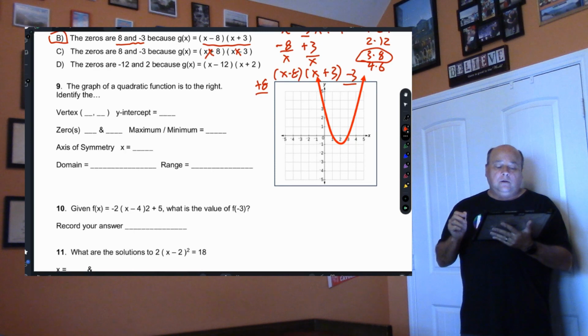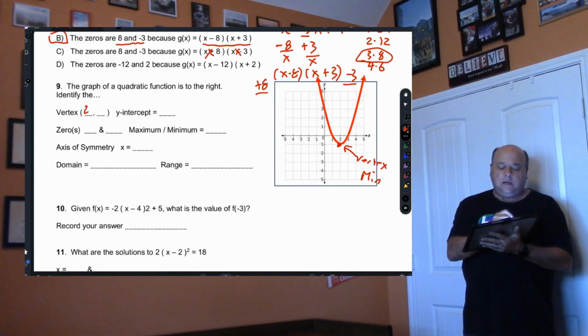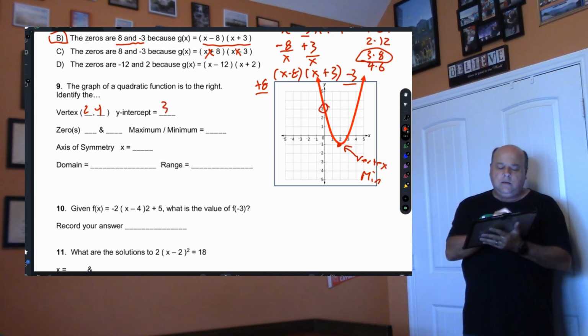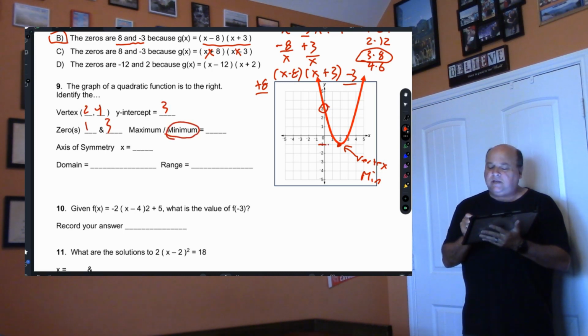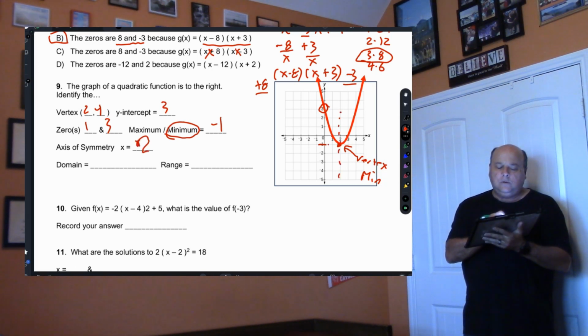Number 9, okay, the vertex is right here. It's a minimum, and it's at 2 and -1. The y-intercept is right here at 3. The zeros are 1 and 3. The max or min, we have a minimum, and the minimum's at -1. The axis of symmetry is that dashed line through the middle. It's x equals 2. Remember, it's always an equation, x equals 2.